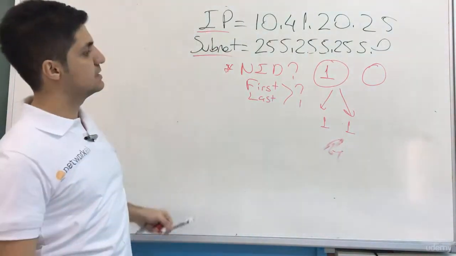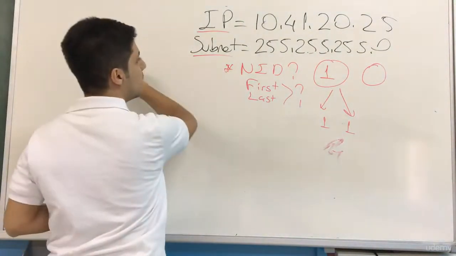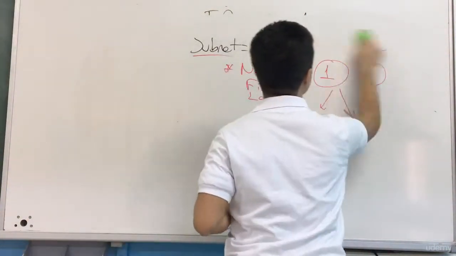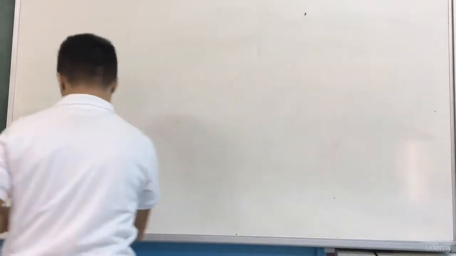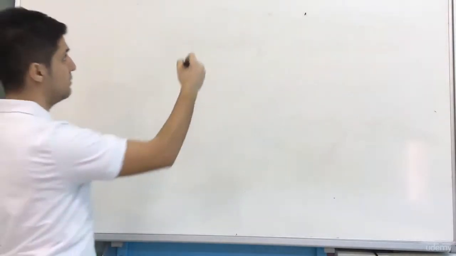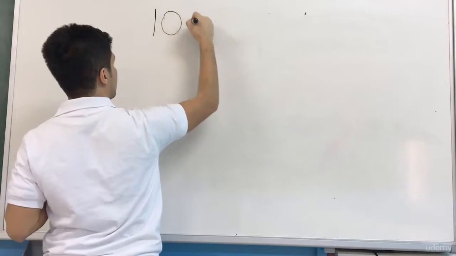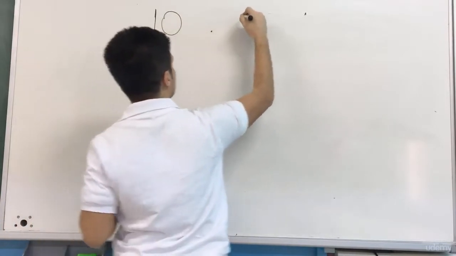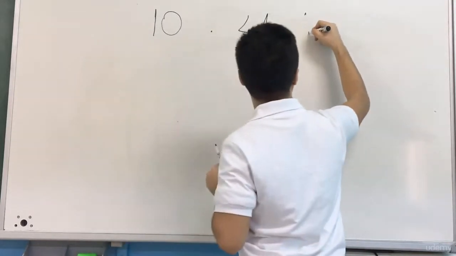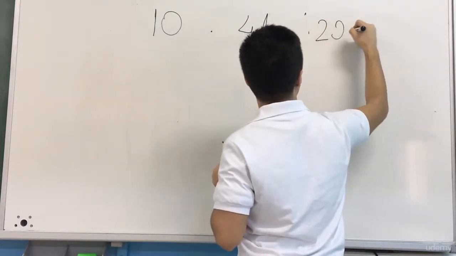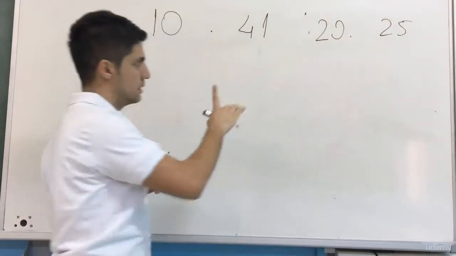Alright, let's take a look at the whiteboard. Last time I'm cleaning it. Alright, cleaning time. Okay guys, is it okay now? I'm writing my IP address now: 10, 41, 20, and 25. It was like that, I think.